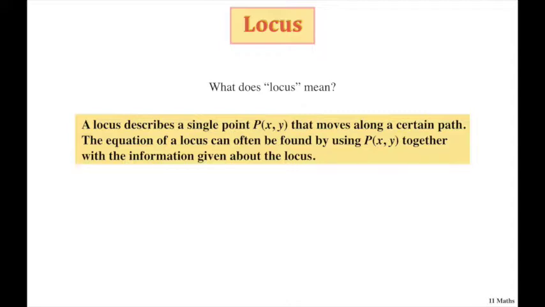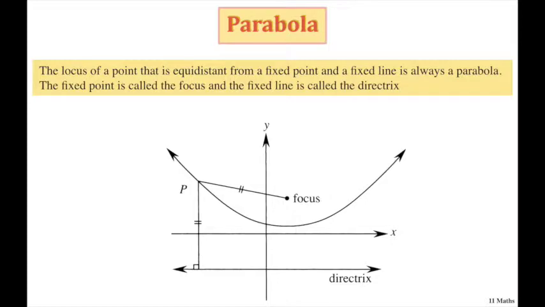That path could be the path of a parabola. Now, the strict definition of a parabola deals with what we call a focus and a directrix. So, if we look at our picture here, we can see that we've got a focus and we've got a line which is called a directrix. Now, the key thing with the focus and the directrix is that the distance from the focus to any point on the parabola is exactly the same as the distance from that point to the directrix.